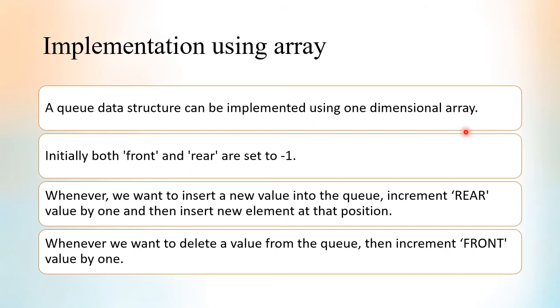A queue data structure can be implemented using a one-dimensional array. Initially, the front and rear variables are set to -1. Whenever we want to insert a new element into the queue, first we have to check whether the queue is full. If there is space in the queue, we increment the rear by 1 and then insert the new element at that position. Whenever we want to delete a value from the queue, we increment the front value by 1. So these are the basic principles for implementing a queue using a one-dimensional array.